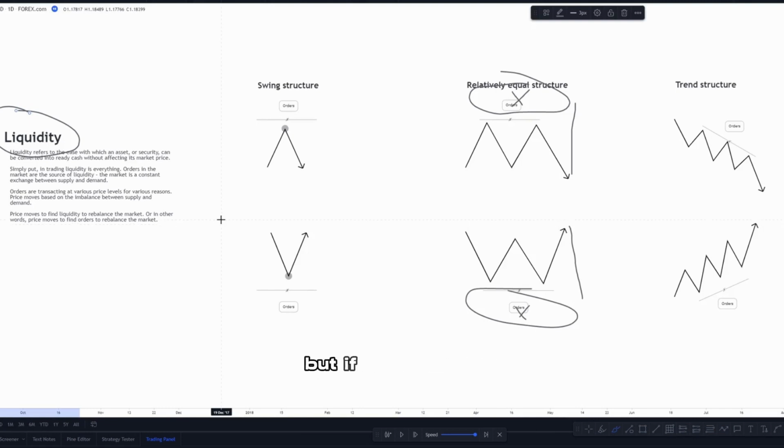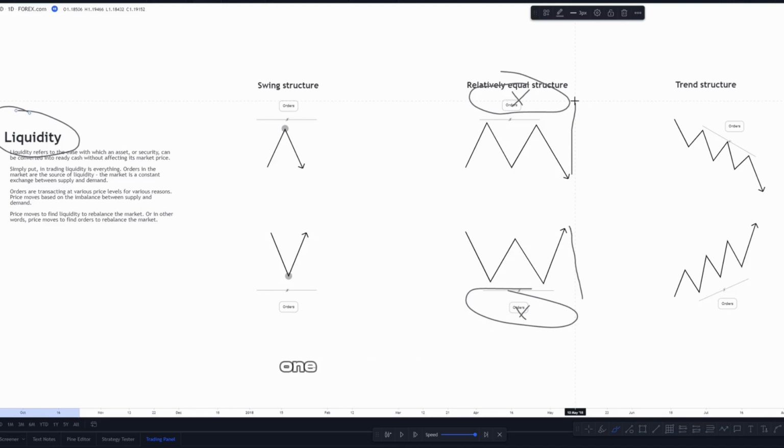But if that person can simply not facilitate their order, their 99 additional lots, that's where price is going to, you bet it, going to seek liquidity. It's going to rebalance price. It's going to find more orders to facilitate that transaction. That is all price is doing.